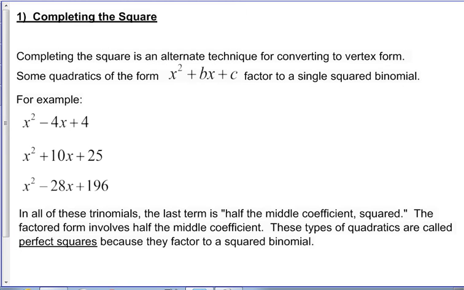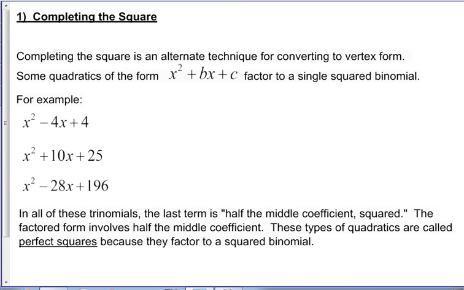So completing the square is an alternate technique for converting to vertex form. Now remember from the last video, we already can convert to vertex form. We can find the x-coordinate of the vertex by using axis of symmetry, and then we just sub that in to find the y-coordinate. However, the curriculum guide does talk about completing the square as a technique, so we had better cover it. So completing the square relies on these perfect square trinomials.